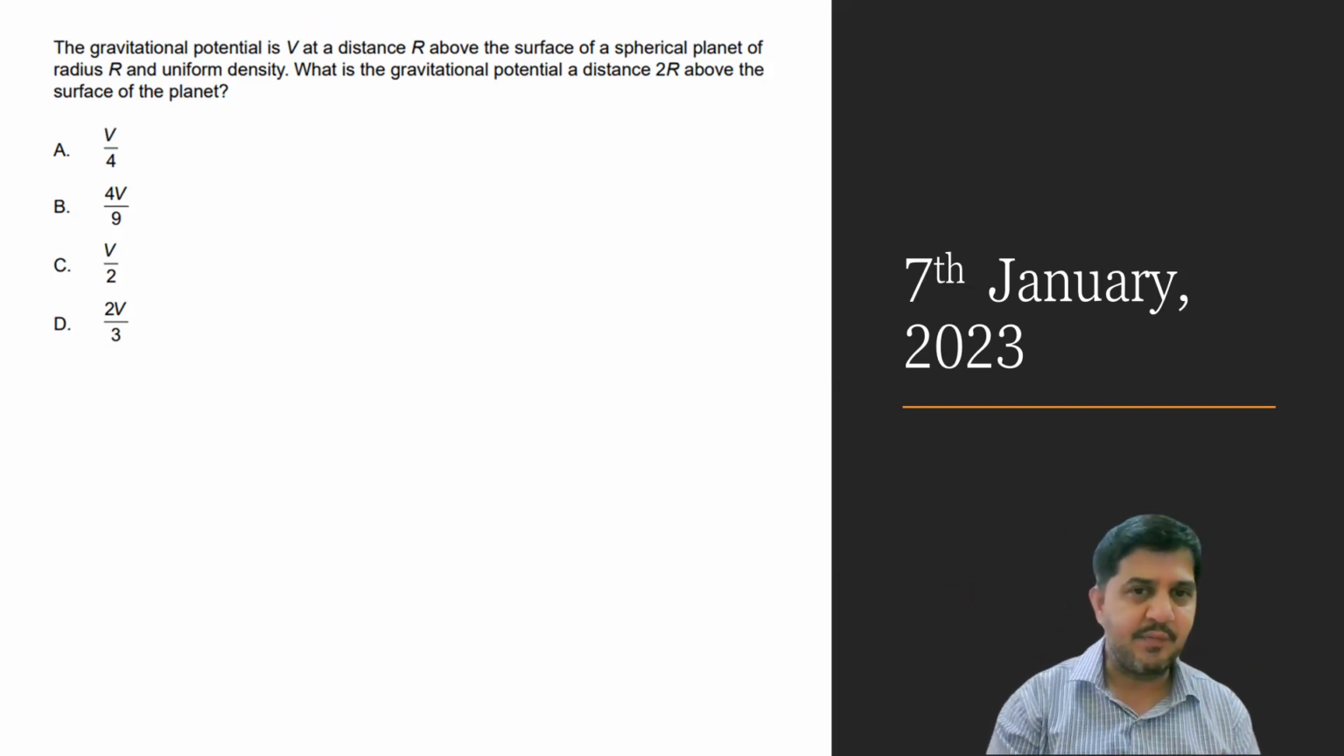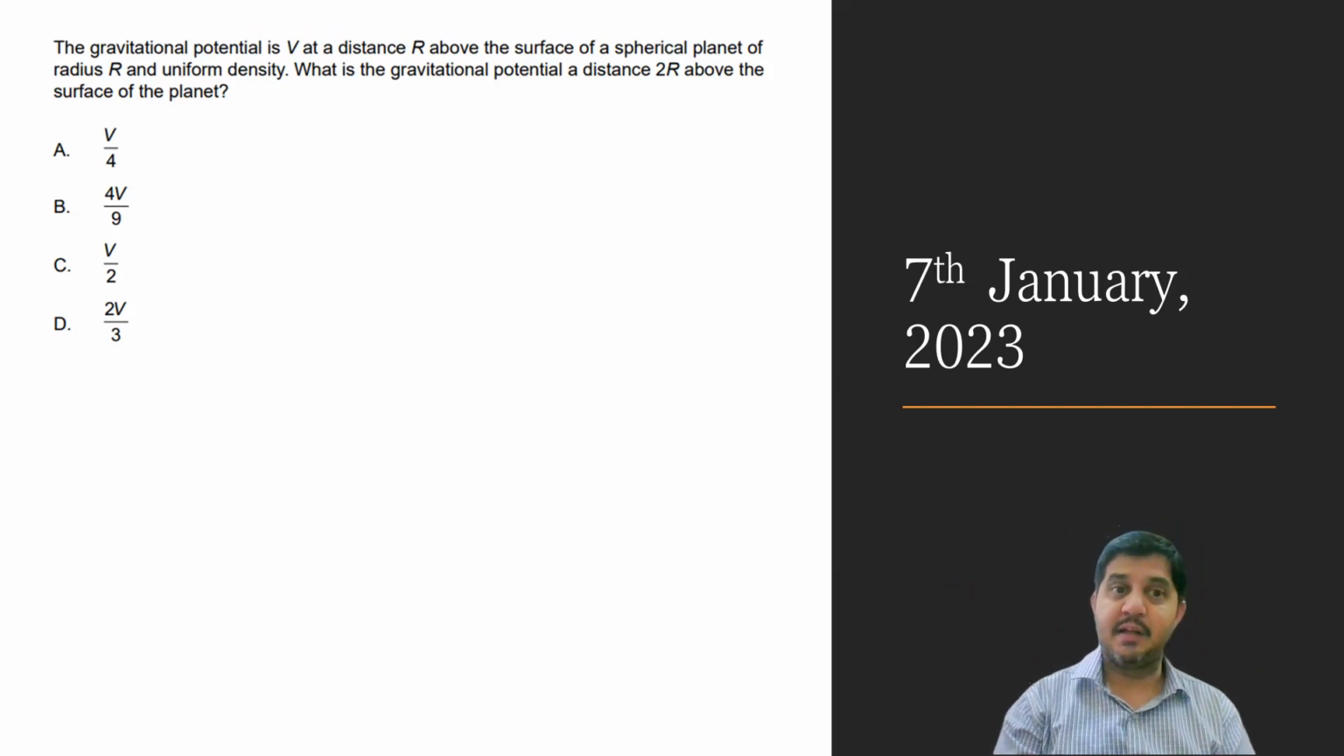The gravitational potential, the formula is V equal to GM divided by R. So this is your gravitational potential.